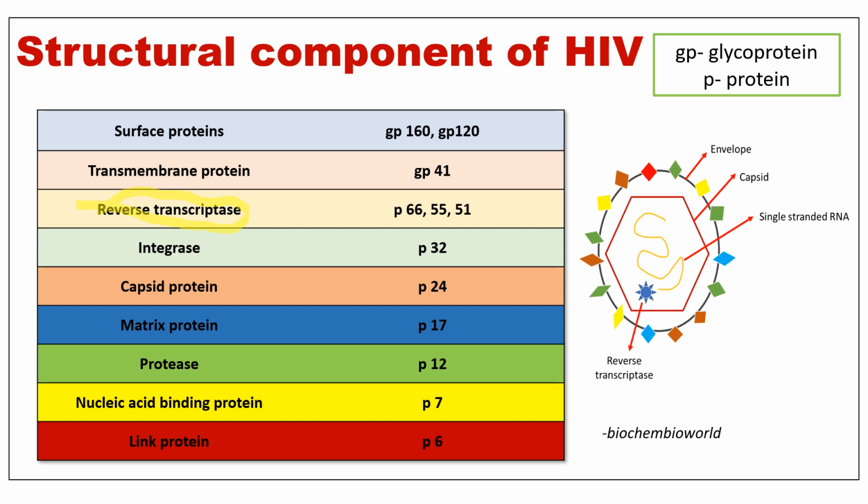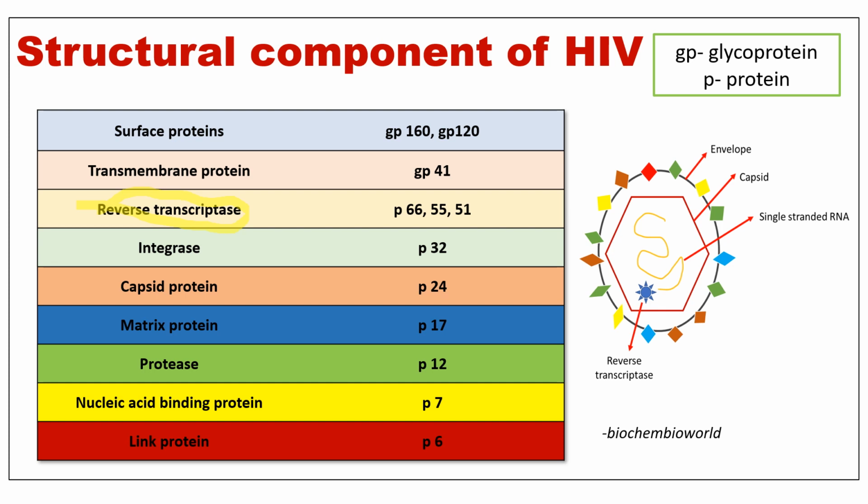Next, integrase is another enzyme, and we saw in the last slide that after the formation of the double stranded DNA, it gets integrated into the host cell genome. The enzyme responsible for the integration of that double stranded DNA into the host cell genome is the integrase, that is P32, protein 32. Next is the capsid protein P24, matrix protein P17, a protease, that is P12, nucleic acid binding protein P7, and a link protein, that is P6.